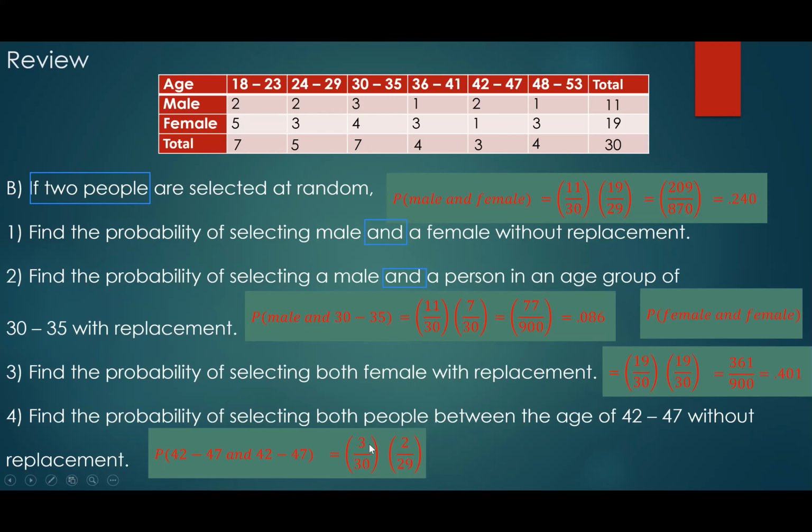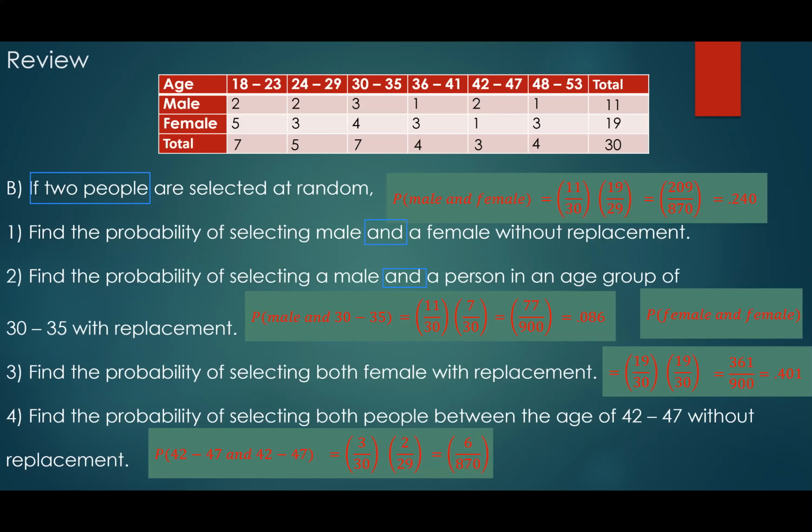I no longer have 3 original because I took out one of them, right? Doesn't matter if the male or the female, I took out one of them in this age group, which is now I only have 2 left. And I no longer have an original 30, I have 29 left. And as you can see, the second probability changes, right? The second probability is affected by the first one. And because it's affected by the first one, we say that they are not independent.